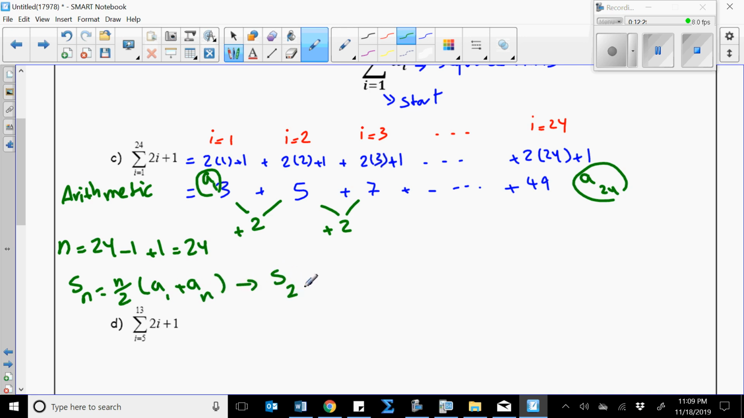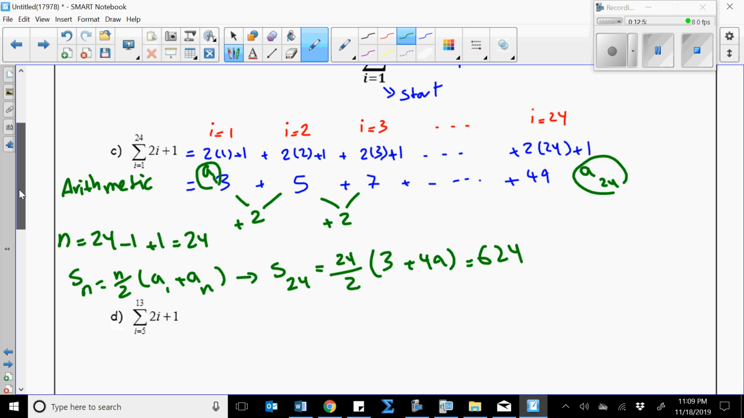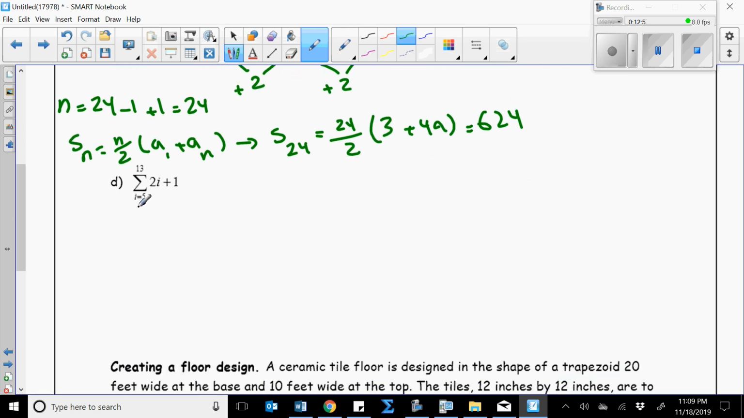So S24 is 24 over 2 times a1, which is 3, plus 49. And if you use your calculator, you will see that this is equal to 624. So that's the answer of this summation. Now let's do this example.